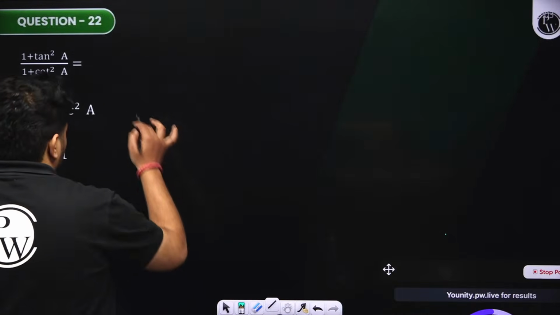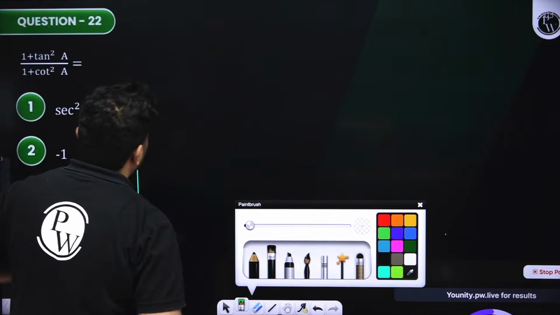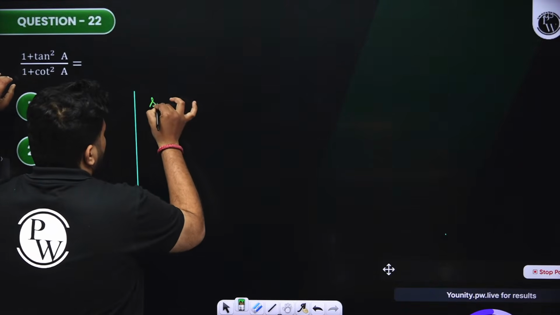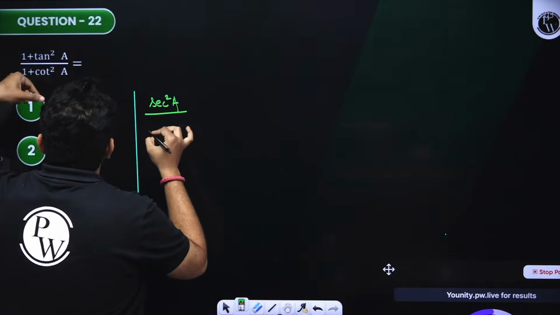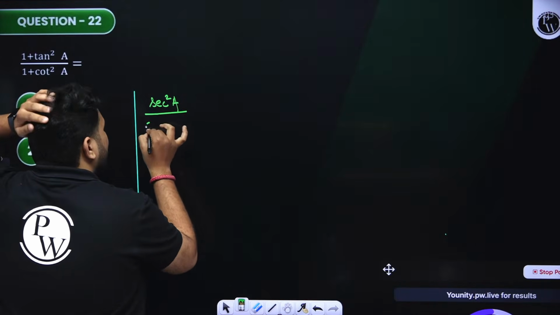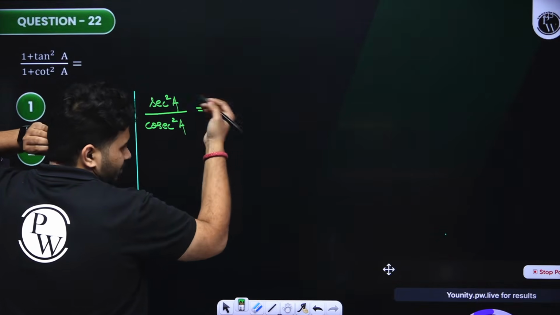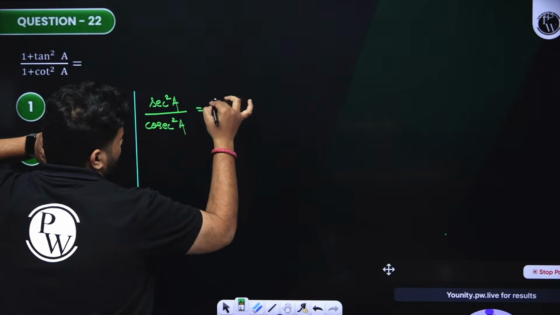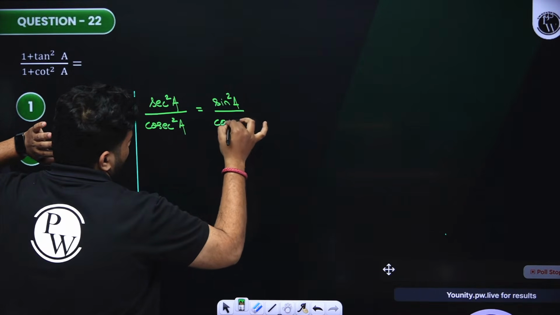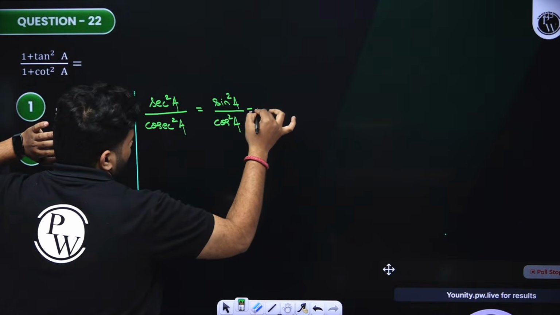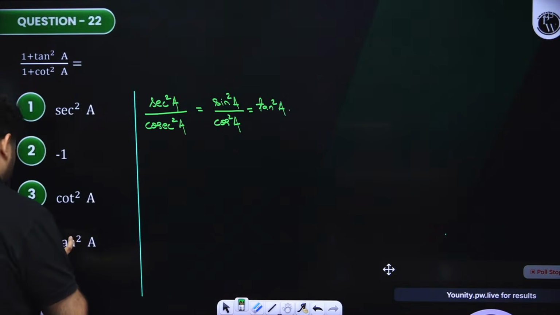Okay, so 1 plus tan square A. Now 1 plus tan square A we know is nothing but secant square A, divided by 1 plus cot square A, which is cosecant square A. Now observe over here. 1 by cosecant square A is sin square A, and secant square A I can write as 1 by cos square A. Answer is tan square A. Clear? So option 4 is correct.